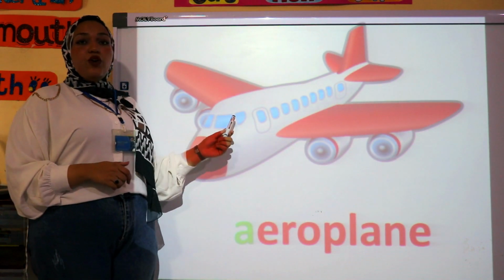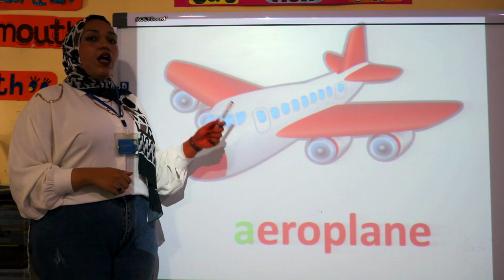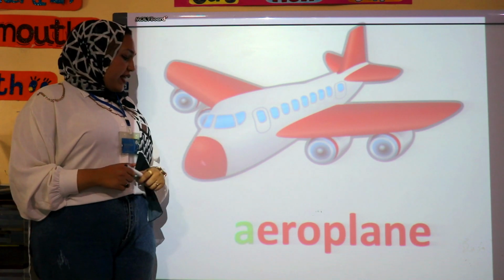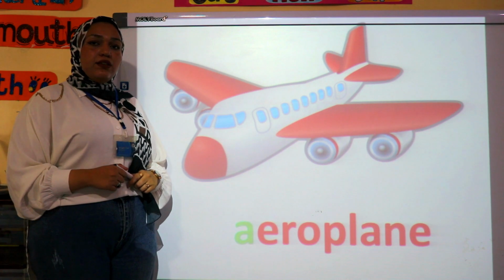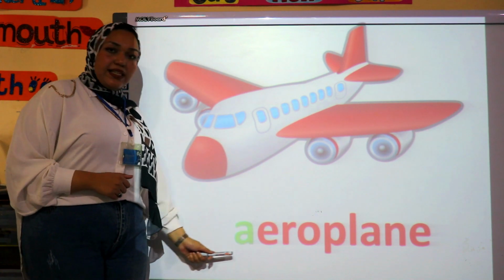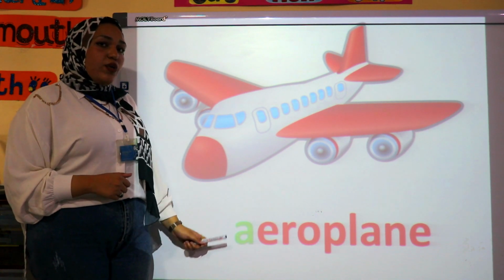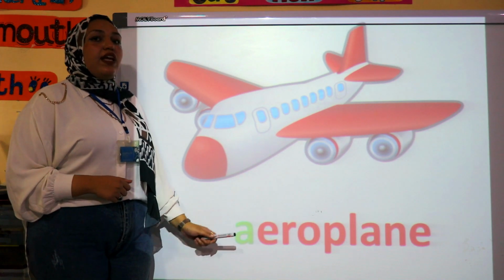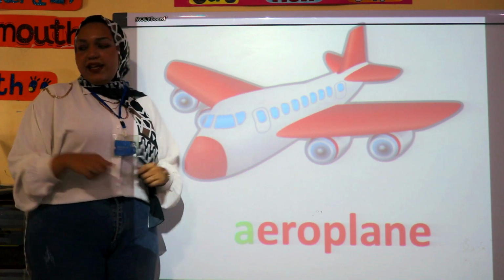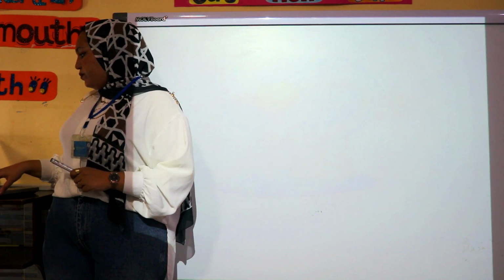This is aeroplane. This is what? Aeroplane. Where is the A sound in aeroplane? It's at the beginning. Again. Where's the A sound here? At the beginning. Excellent. Next one.